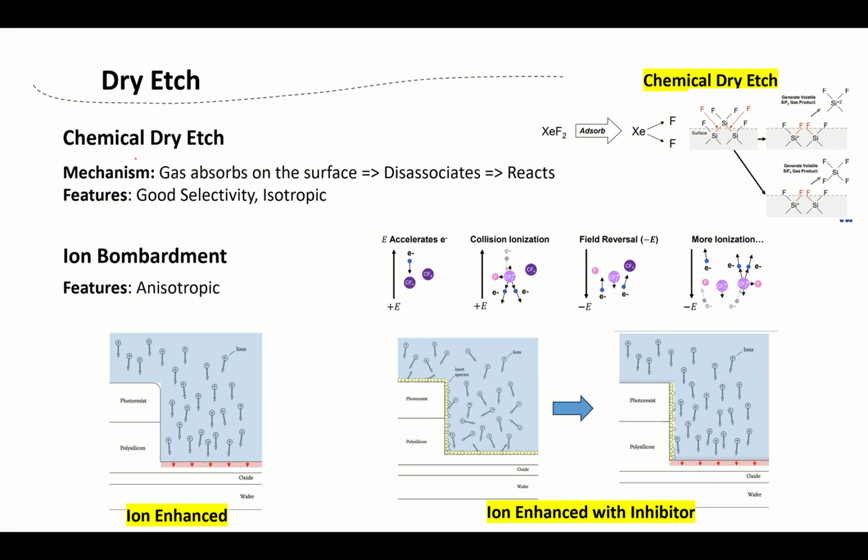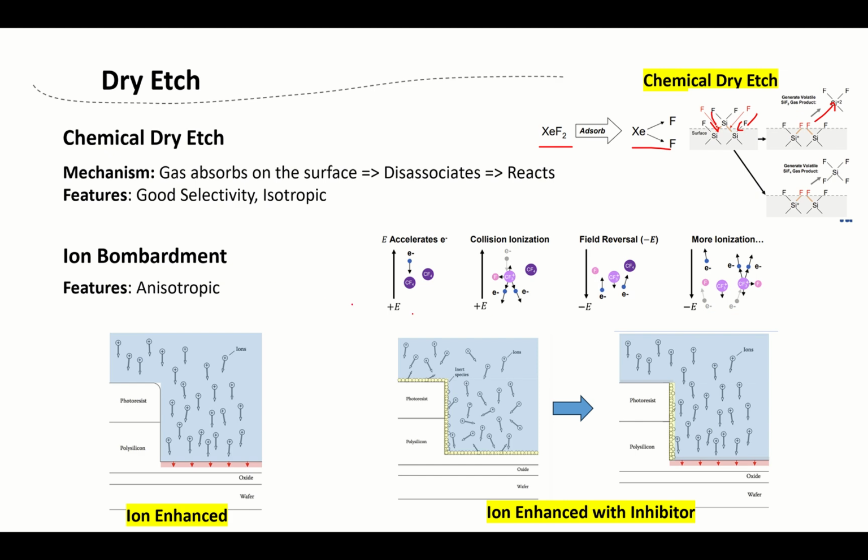For chemical dry etch, the mechanism is that gas is absorbed on the surface, then it dissociates. So something like xenon fluoride dissociates, then it reacts with the silicon, then creates volatile chemicals and gets away. That's for the chemical dry etch.